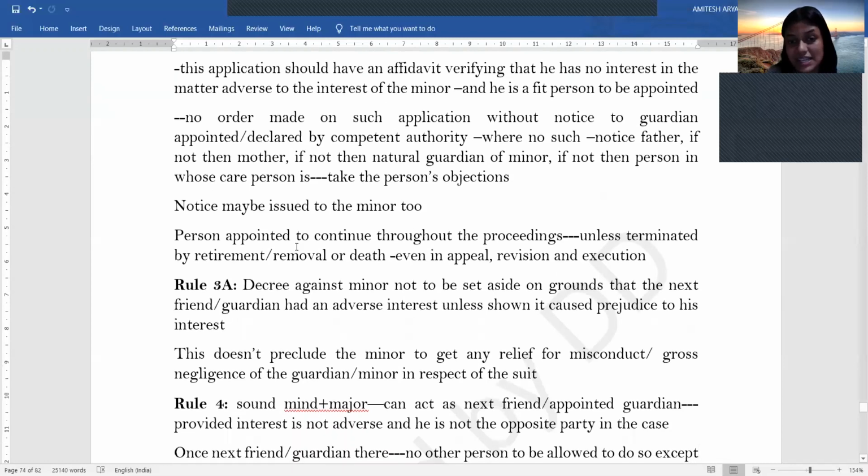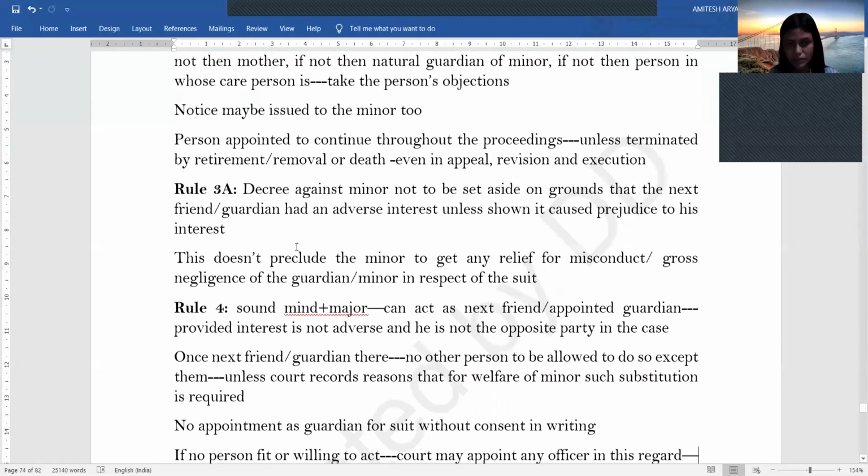Now, Rule 3A is stating that a decree against a minor will not be set aside on the ground just by showing that the next friend or the guardian had an adverse interest. On that ground, you cannot get a decree set aside unless you can show that that particular adverse interest has caused prejudice to the minor's interest. And this particular rule will not preclude the minor to go separately and ask for relief for misconduct or gross negligence on the part of the guardian or the next friend in respect of this suit.